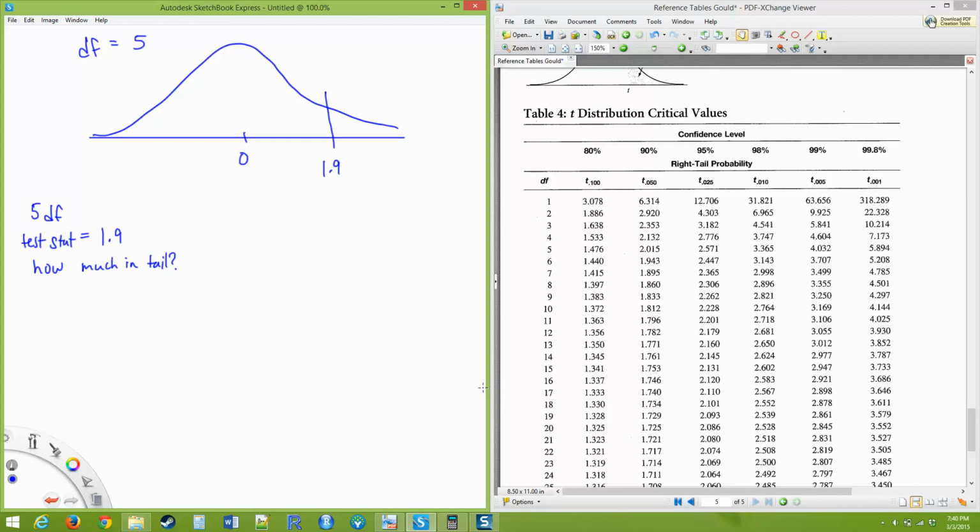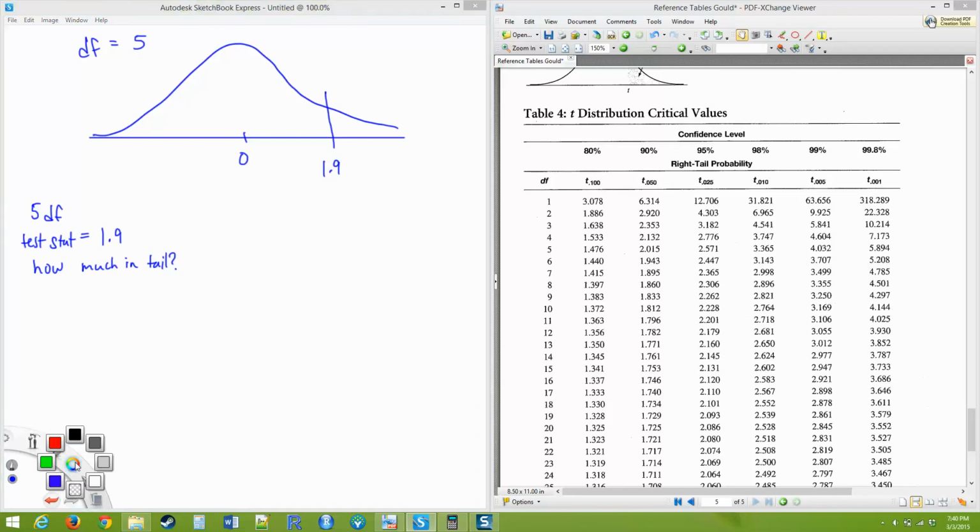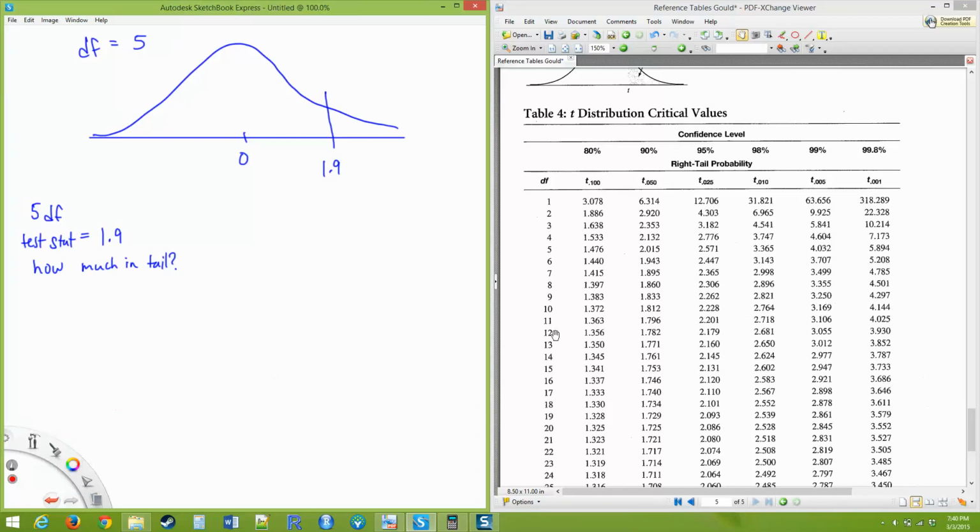Okay, so we're faced with a bit of a problem here. When we go to 5 degrees of freedom, I don't see 1.9 in there. What I do see is 1.476. 1.476 is closer to 0 than 1.9, and on the other side I see 2.015.